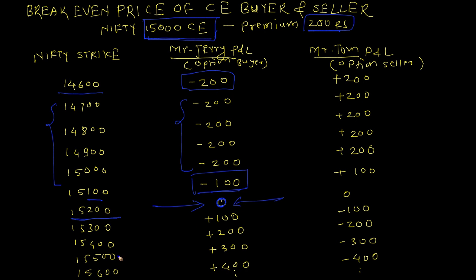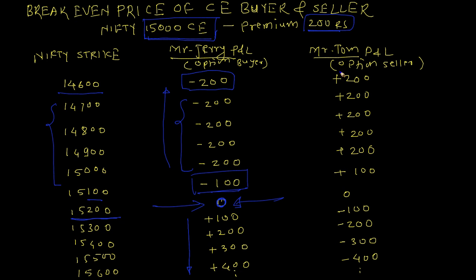So above 15,200 he will be in profit. Profit at 15,300 is rupees 100, at 15,400 rupees 200, and so on and so forth. So here he is getting unlimited profits and a limited loss if the price trades below 15,200. So 15,200 is the break-even price for Mr. Jerry, who is the option buyer.